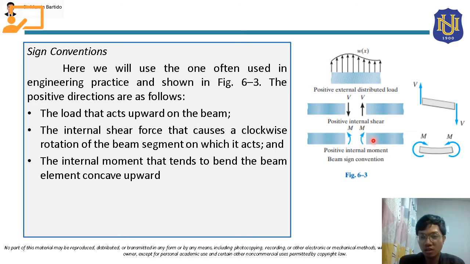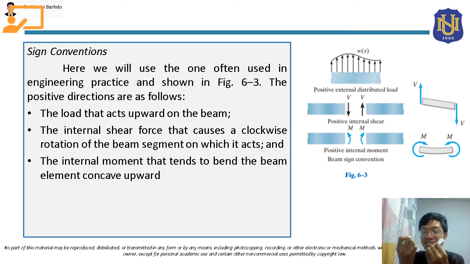Also, class, here for this internal moment at the section of this beam segment, since the moment is directed this way, this will also bend the beam segment this way. So this will be bent concave upward. This is actually easy to remember, class. It will be a positive moment if the bending of the beam is like a smile, right?